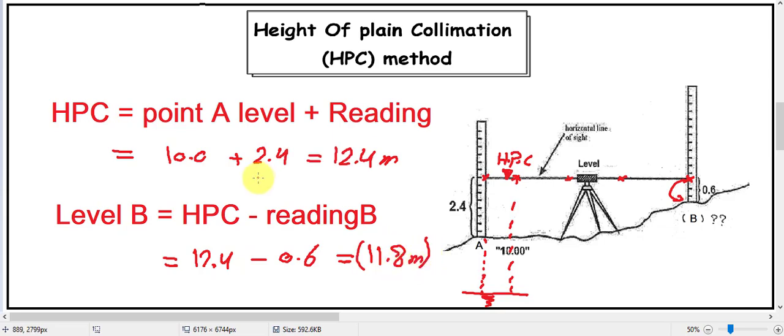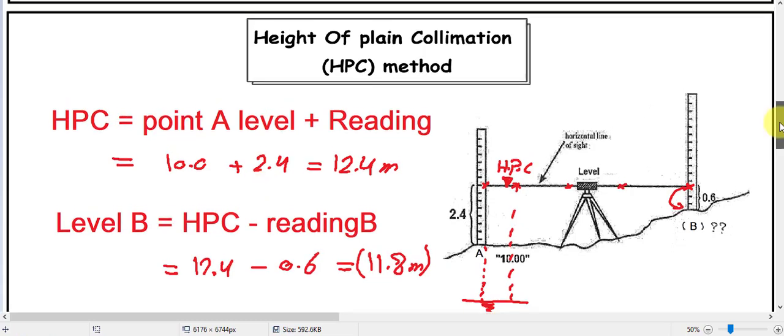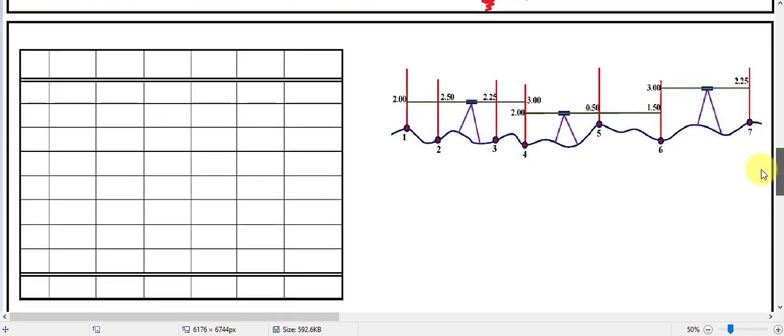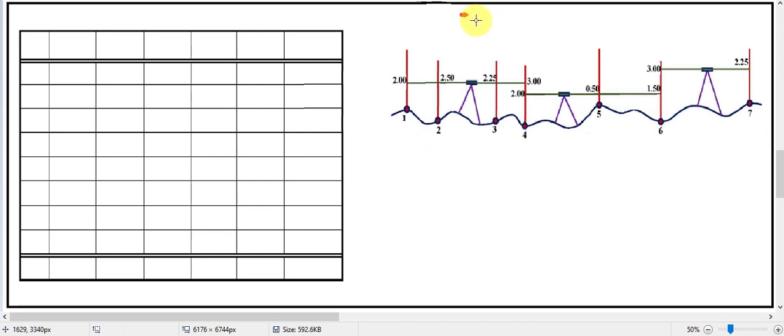But if we want to calculate the levels for a large number of points, then the calculation will be made in the following table. For example, if this is the direction of the leveling and point 1 is a benchmark, and this benchmark is 10 meter above sea level, and we want to calculate the level of points 2, 3, 4, 5, 6 and 7. So the solution is done in this table in 4 steps.